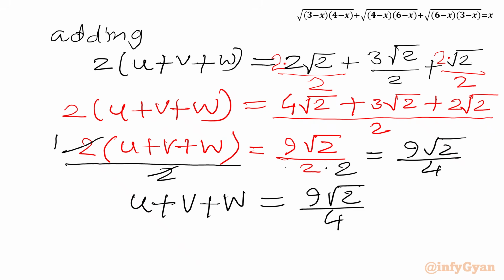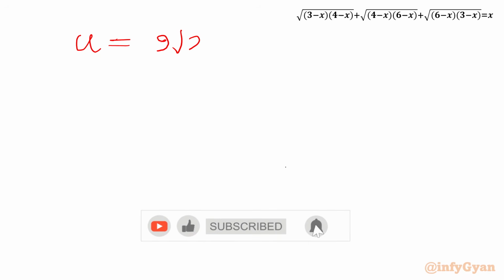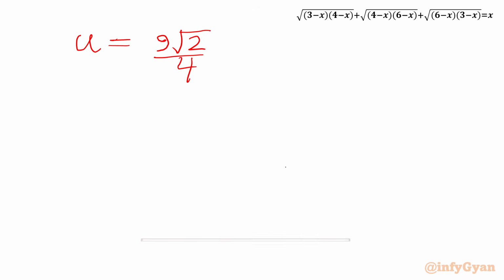Now our target is to find u. So we have both the equations. If I write u value, then u will be equal to u plus v plus w minus of v plus w. Now u plus v plus w is 9 square root 2 over 4, and v plus w is 2 root 2. So we can write u will be equal to, we'll write here 9 root 2 over 4, which we have calculated, minus 2 square root 2.